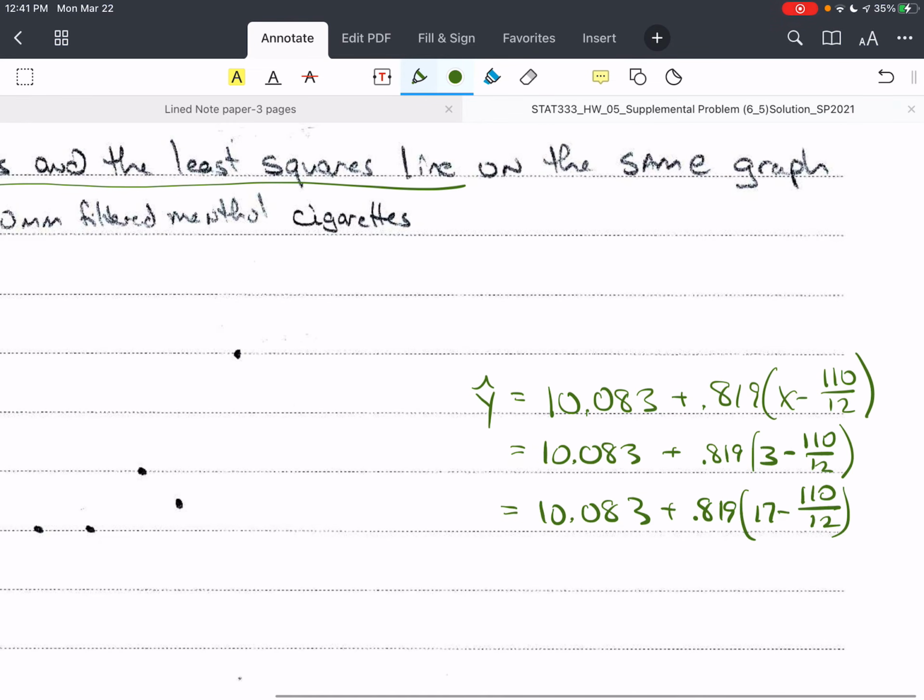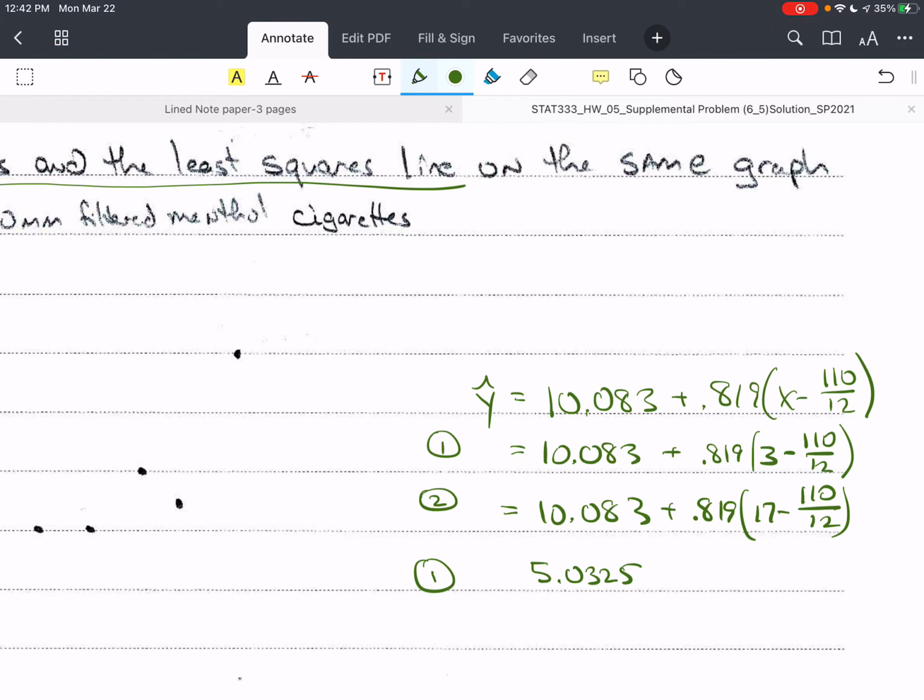And so we'll call this 1, this 2. For 1, when I plug in 3, I get 10.083 plus 0.819 times parentheses 3 minus 110 divided by 12, which gives me 5.0325.